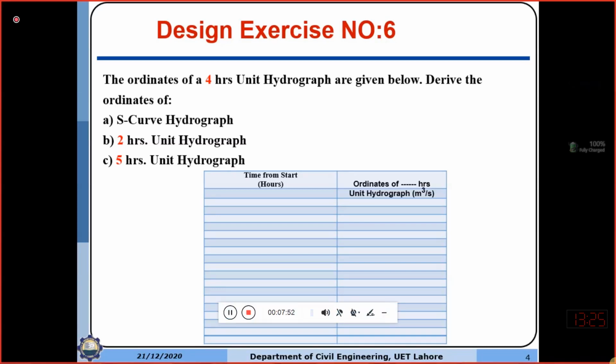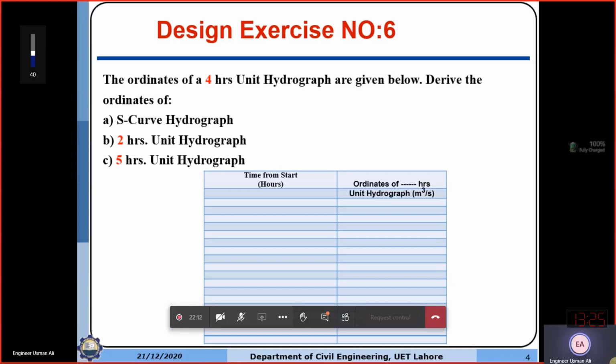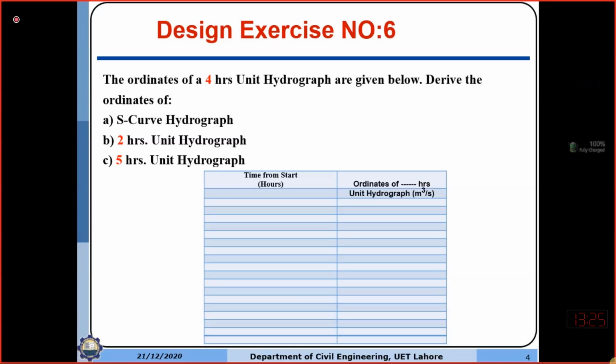We cannot use the existing unit hydrograph with the given duration. So this is the main problem that we have to deal with in this design number 6, that whenever the duration of the unit hydrograph and the duration of the precipitation against which we need to find the runoff or peak discharge, etc., is different, then what to do?